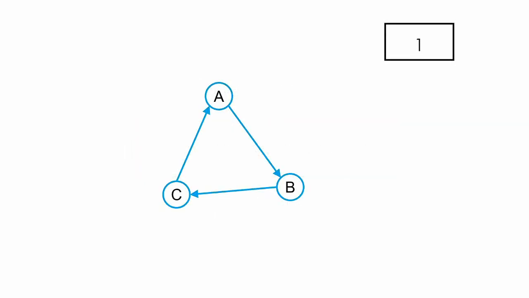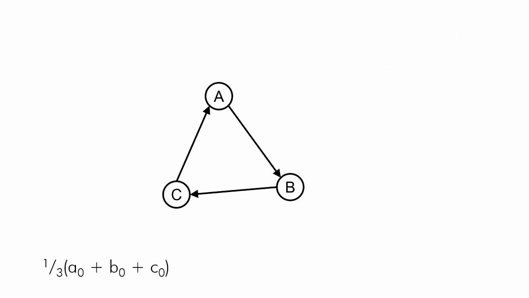So far, we have assumed that each agent exerts power in each time unit. And in this case, in a three-person or three-agent cycle, this would yield an equilibrium at 1/3 times A0 plus B0 plus C0. This is what we have seen before.